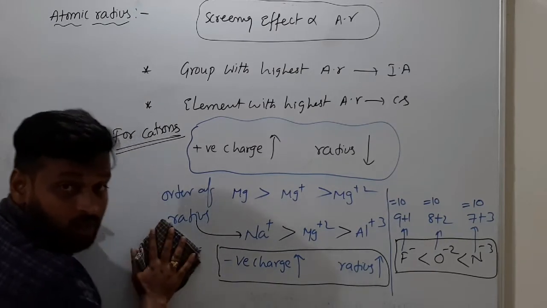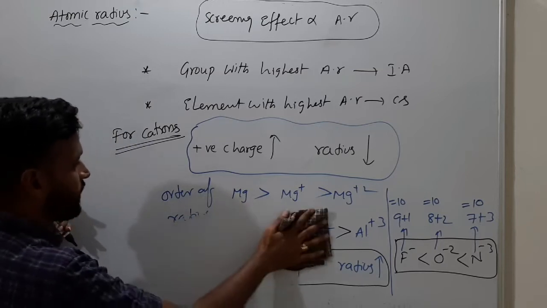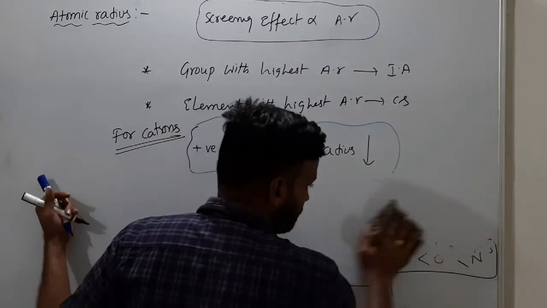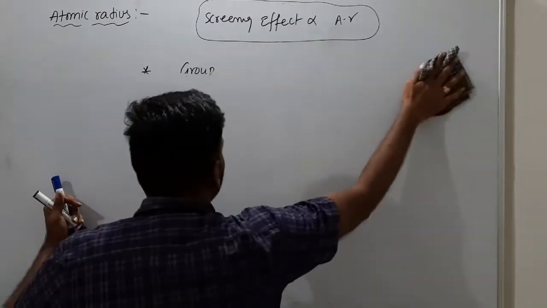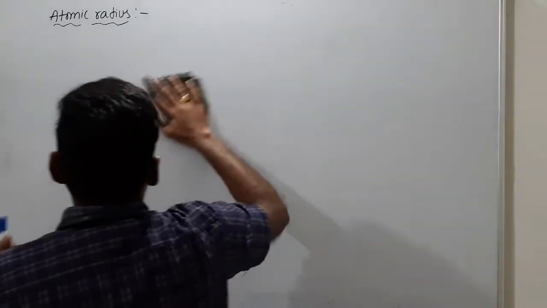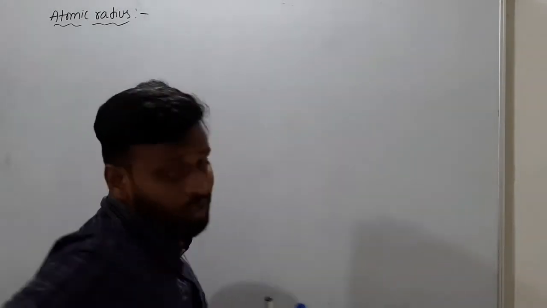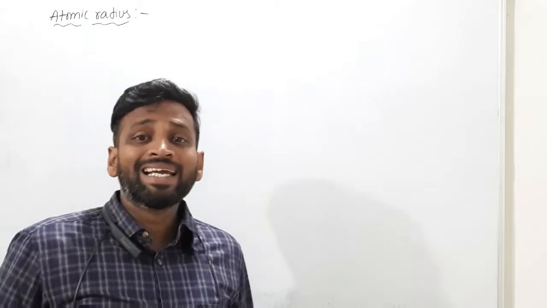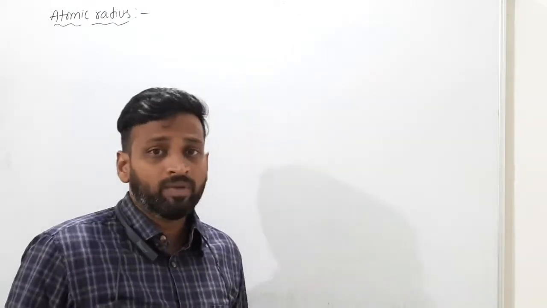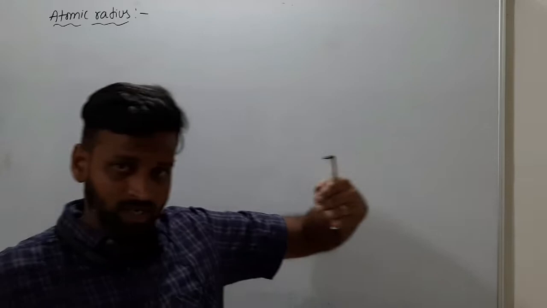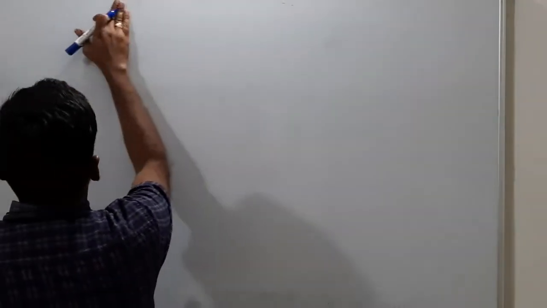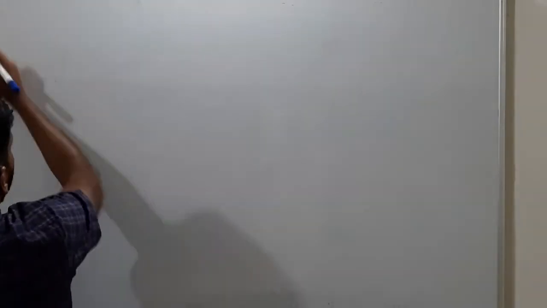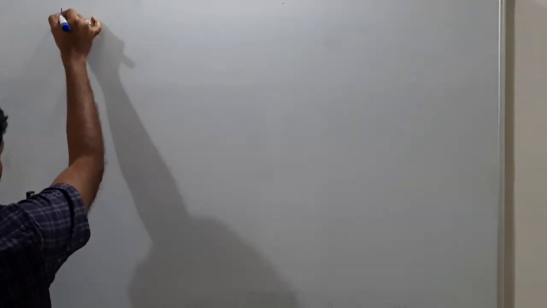Now we will enter into the second property, that is ionization potential. So about atomic radius we discussed: from top to bottom it increases and from left to right it decreases. And here I wrote one important point: screening effect is directly proportional to atomic radius. Due to the shielding, electrons are attracted less towards the nucleus. Please remember, because we will use that in the next periodic properties also.